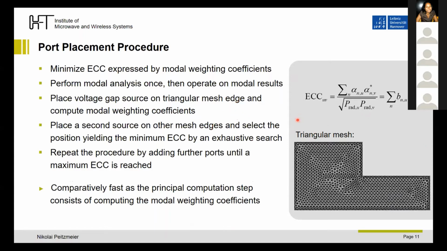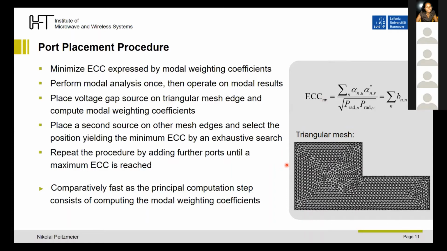Let's assume we've got some asymmetric geometry given, for example, this L-shaped plate. And we start by performing a modal analysis traditionally. Now we can place a voltage gap source on one of the mesh edges, and we can readily compute the modal weighting coefficients as a simple post-processing step. So this is known. Now we can place a second voltage source on some other mesh edge and compute the ECC based on the modal parameters. This is again simply a post-processing step.